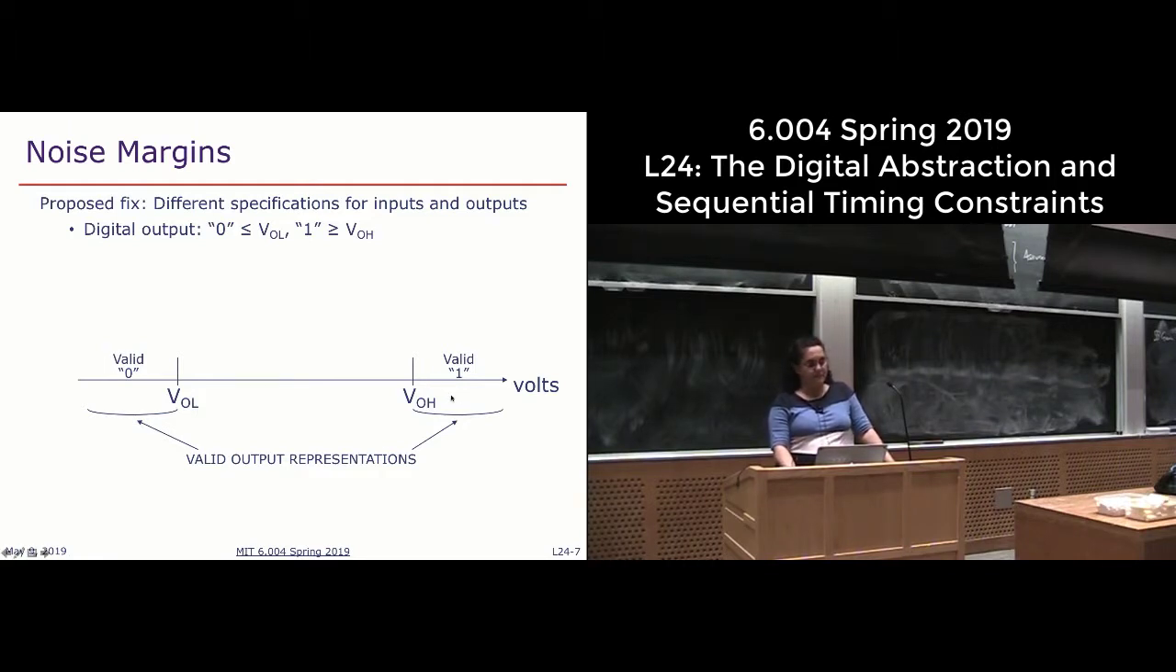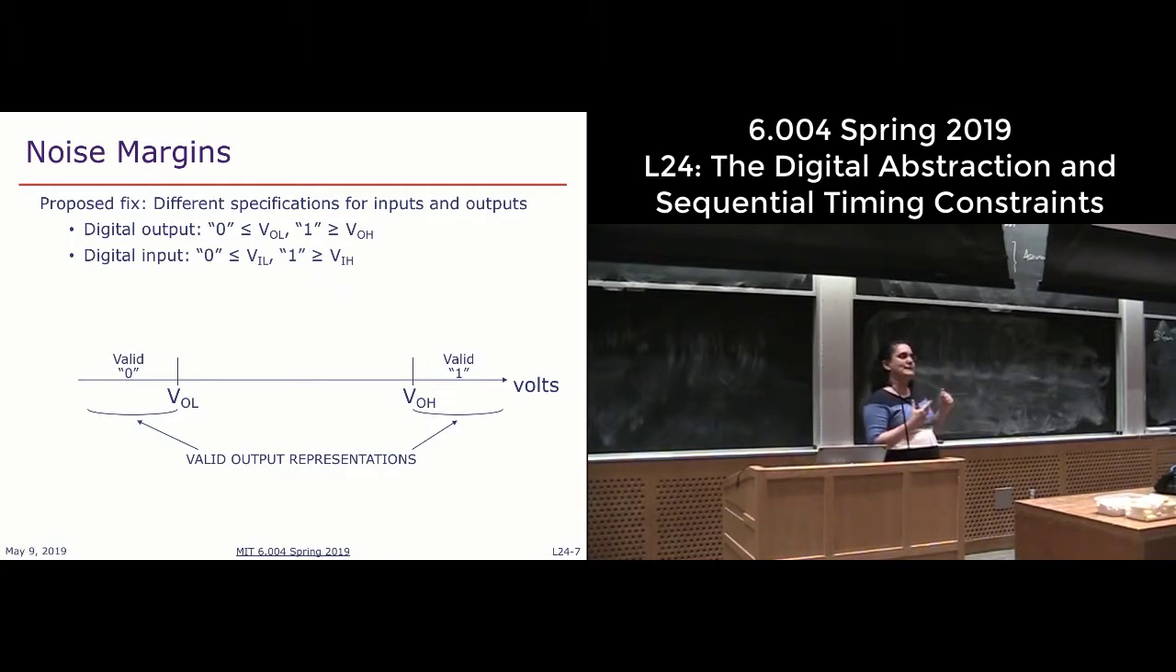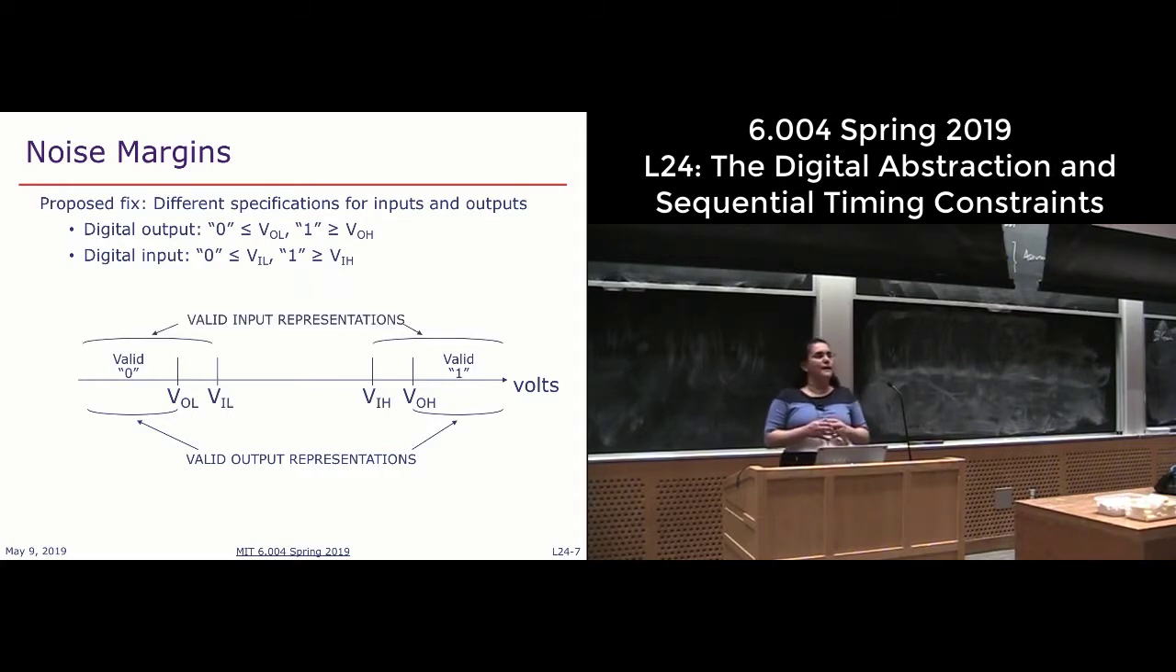Now what about my inputs? Like I mentioned, even if there's a little bit of noise introduced, I still want my input to be considered valid. So what does that mean? That means that my input thresholds have to be a little more lenient than my output thresholds. On this line, they're going to be a little closer to the center. So what exactly is this telling me? This is telling me that VIL, the input low threshold, is slightly higher than the output low threshold, and similarly VIH is slightly lower than VOH.